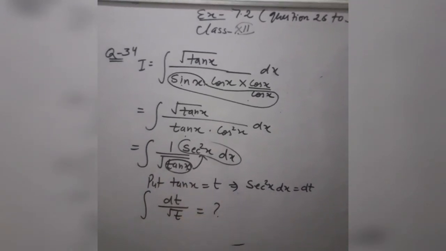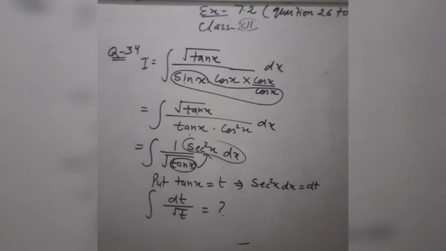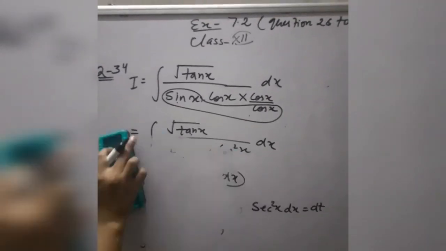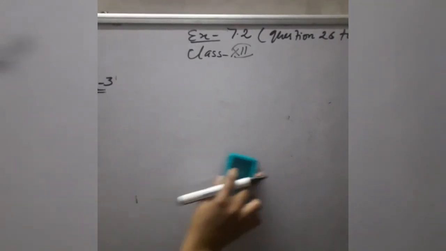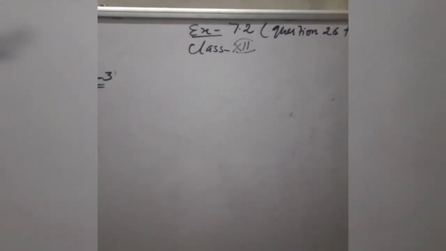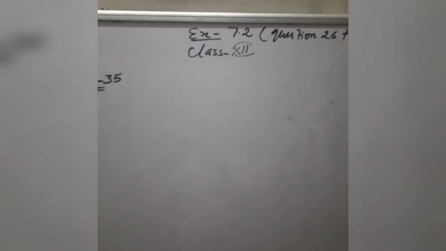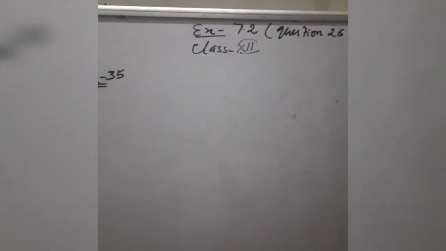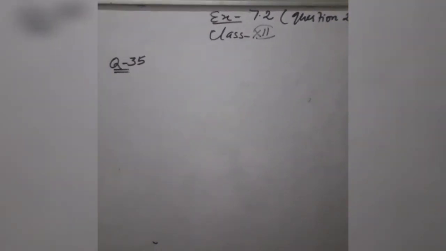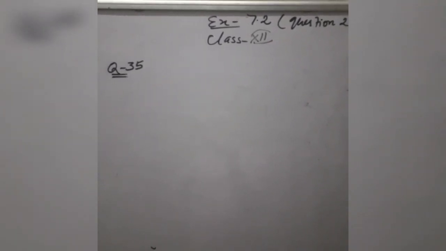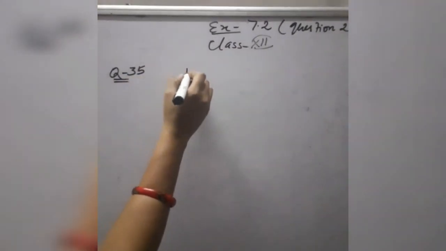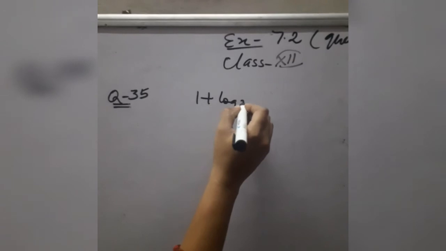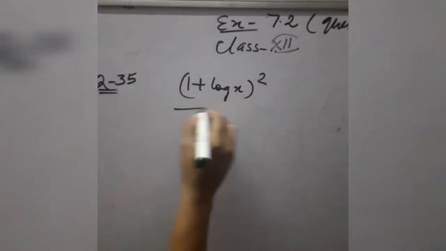Now after that you can do it yourself. After that just find the integration of this. Now see the last sum of this video. In question number 35, what is the statement? Just wait students, I am noting down the statement. In question number 35, the statement is: find the integration of 1 plus log x whole square divided by x.